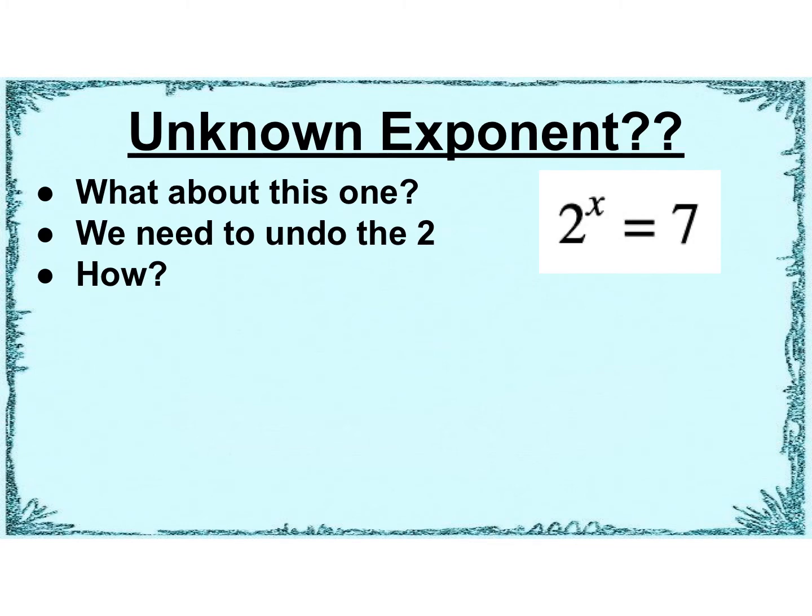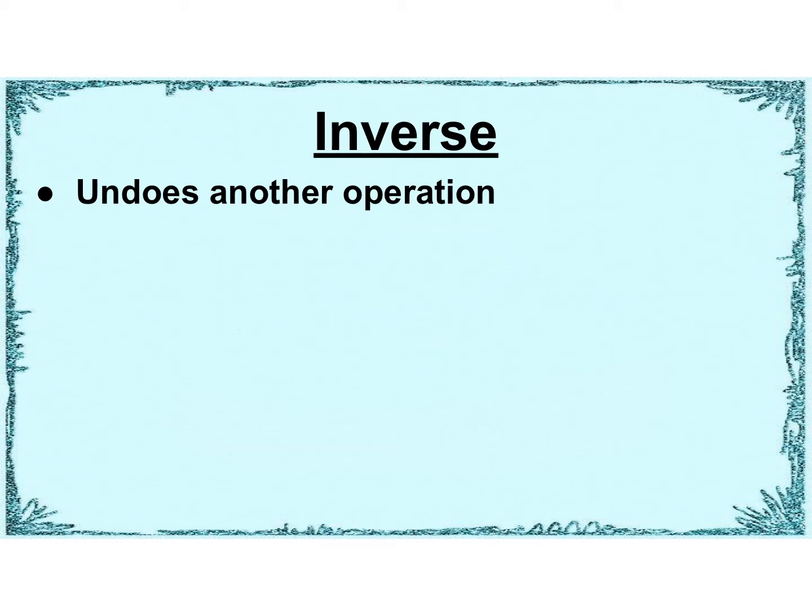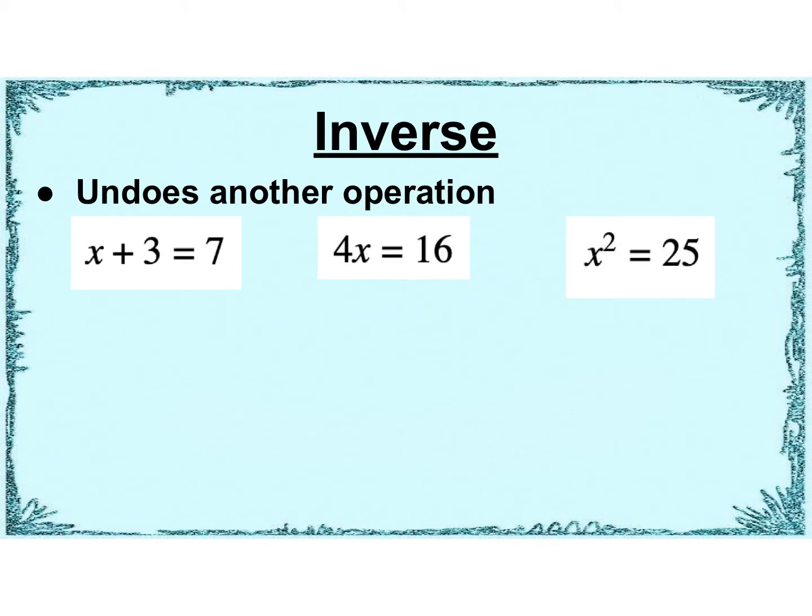But we need a way to solve this algebraically and to undo the 2. It's not division, that's not what we're going to do here. We need the inverse. And the inverse is something that undoes another operation. It's one operation that will undo the other operation. We've seen this in our math for quite a while. If I'm trying to undo a positive 3 or 3 being added, I'm going to subtract 3 from both sides. In the middle example, 4 is being multiplied, so I'm going to divide both sides by 4. So addition and subtraction are inverses, multiplication and division are inverses.